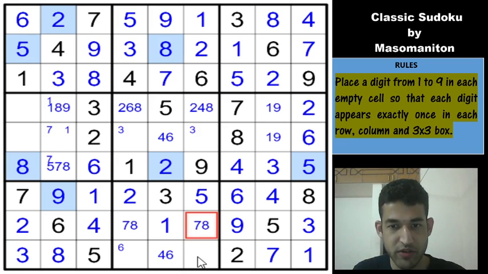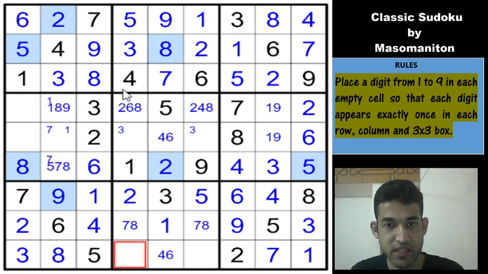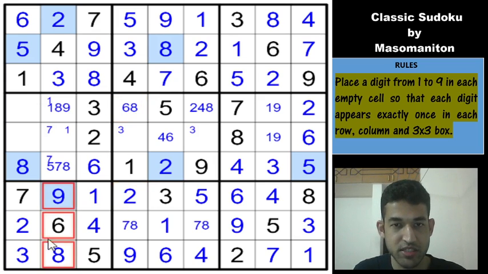3, 5, 8, 1, 2, 7. In row 9, the remaining cells must be 4, 6 and 9, but 4 is here. So this is 6, 9, and this cannot be a 6, 9. So which means this is a 4, this is a 6, this is a 9. So this 2 removes the 2 from here, this is 6 and 8. So 6, 8, 9, 2, 3, 4.